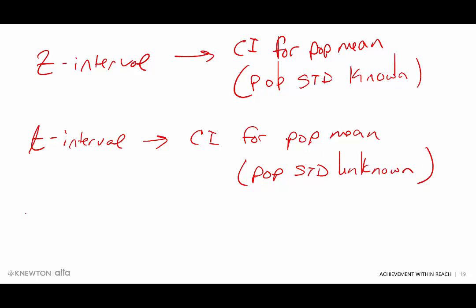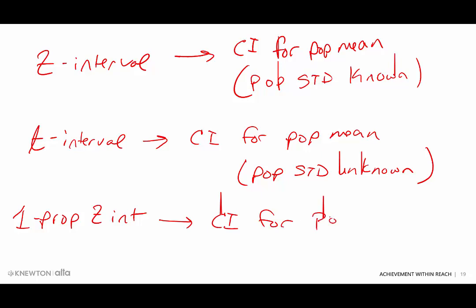Okay? And then lastly, you're going to use a one prop Z interval when you're trying to calculate a confidence interval for a population proportion. So that's really what this section breaks down to. You have to understand what scenario you're in, and then based off the scenario, that's the correct confidence interval that you need to use.